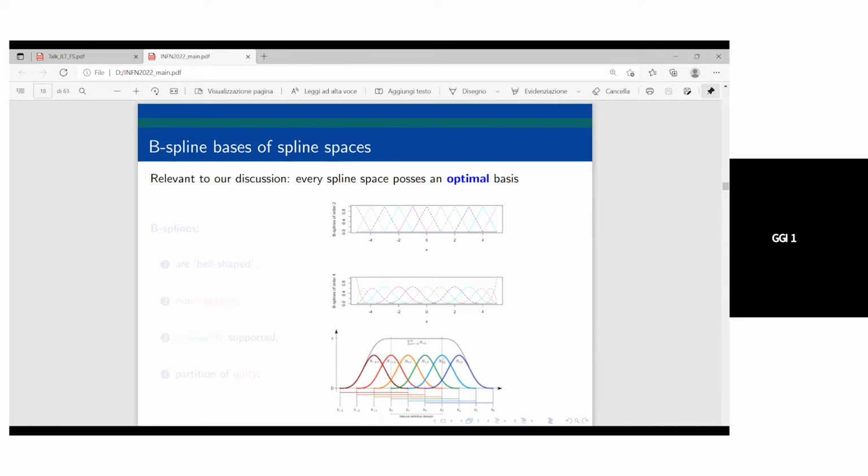And what is important and crucial is that splines, for example, here I'm talking about polynomial splines, possess an optimal basis, in the sense that it is not only a set of linearly independent functions that span the space, but they also satisfy these four nice properties, very crucial in applications. They are bell-shaped, non-negative, compactly supported, and form a partition of unity. All those conditions imply important properties of the spline. And the basis that satisfies these properties is called a B-spline basis. This B stands for basis, bell-shaped, and someone also suggests the name of de Boor, who is the father of B-splines.